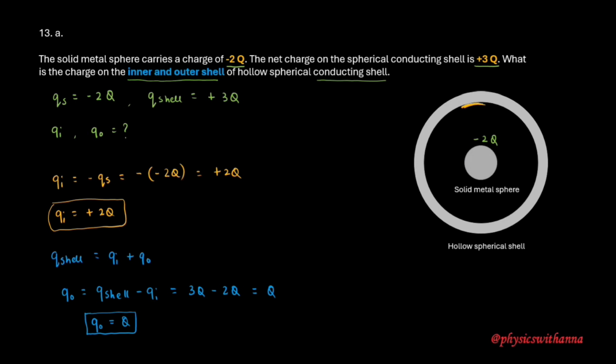Thus, we get the charge on the inner surface of the shell to be equal to positive 2q. Charge on the outer surface equals q. And when you add them together, that is equal to the total charge of the shell, which is 3q.